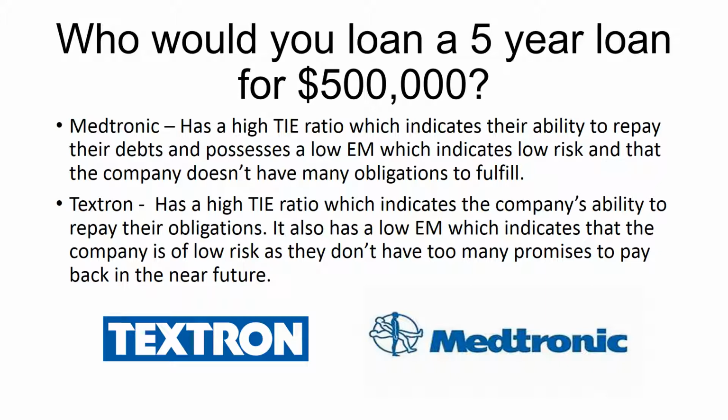So, Medtronic will definitely be my top one choice, especially because through the ratios we used, it was the company with the highest times interest earned ratio, which indicates their ability to repay their debts, and it possessed the lowest equity multiplier among the other companies, which indicates the company with the least risk, as it has fewer promises and fewer obligations to fulfill.